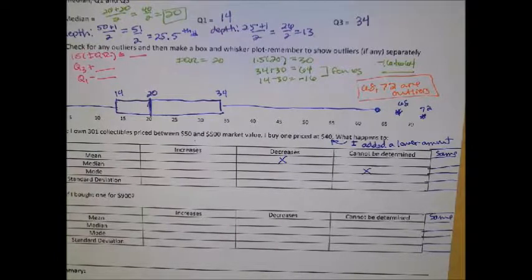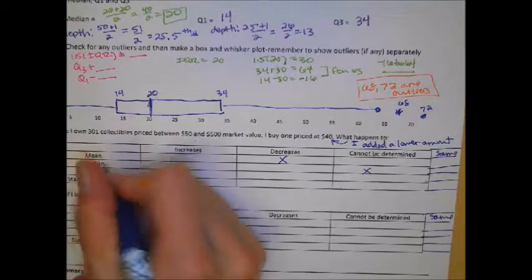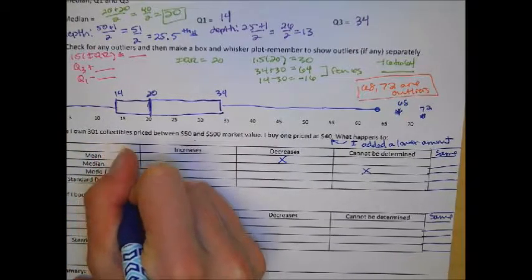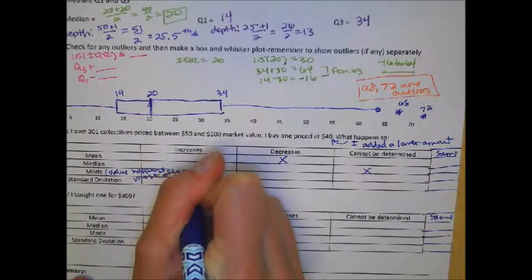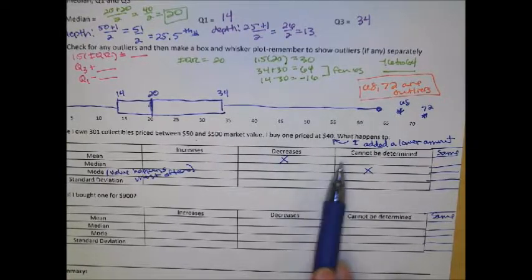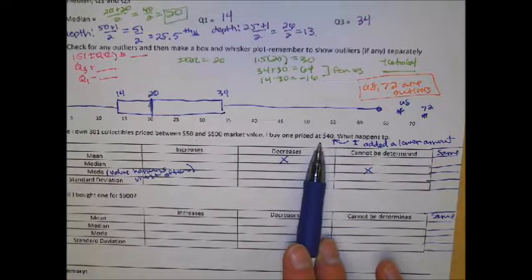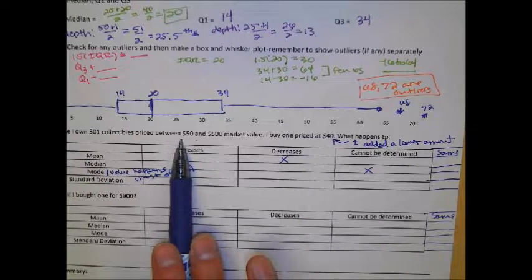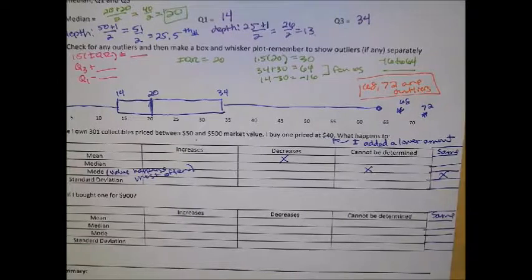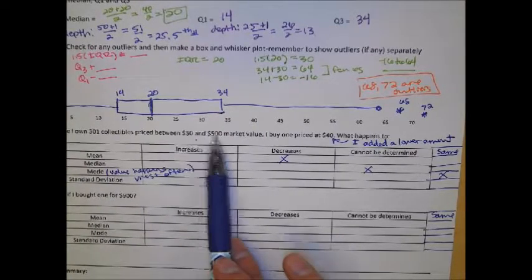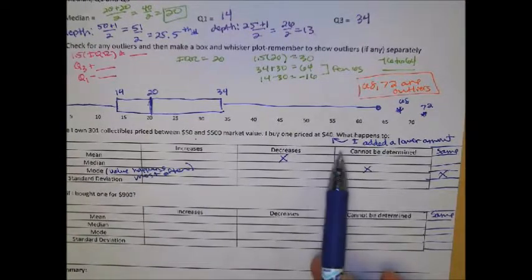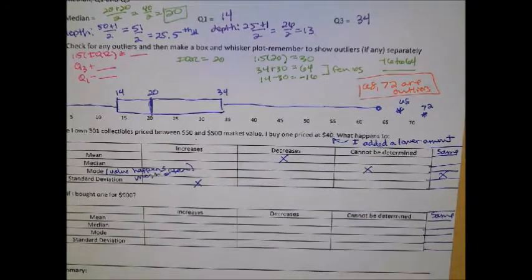For the mode, the mode is the value that happens most often. Did adding in something worth $40 really change that at all? We don't have anything worth $40, so the mode is going to stay the same. And then for standard deviation, remember that's the measure of our spread, how far apart our data is. We were between 50 and 500, now we're between 40 and 500, so that has increased.